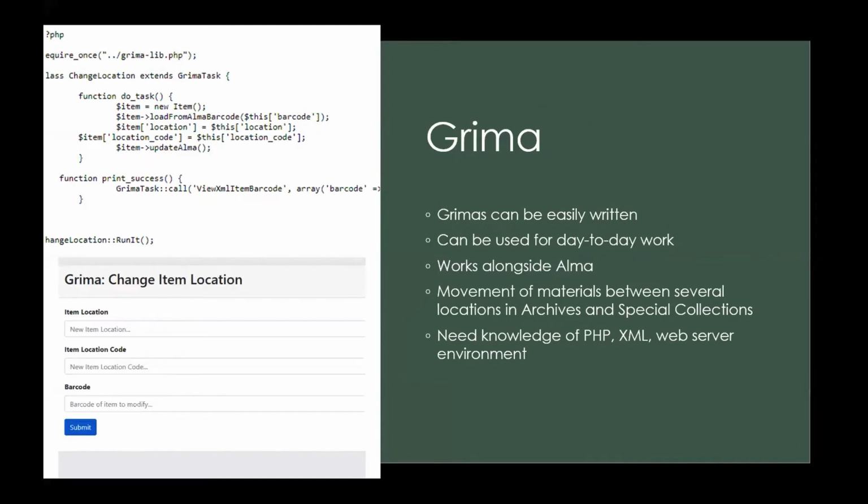That's not shown here. But it creates an easy user interface, which is at the bottom. So you can see it's just, pop in, and if I'm changing an item location, just pop in the location code and the barcode, hit submit, and it's done, rather than moving things, clicking things, and searching things in Alma to try and do the same thing.